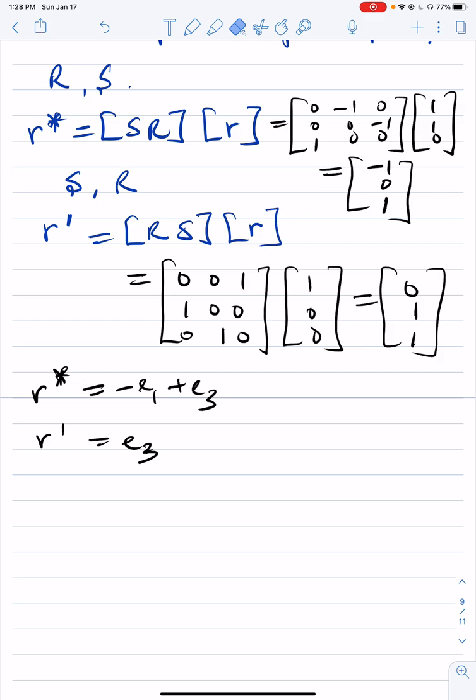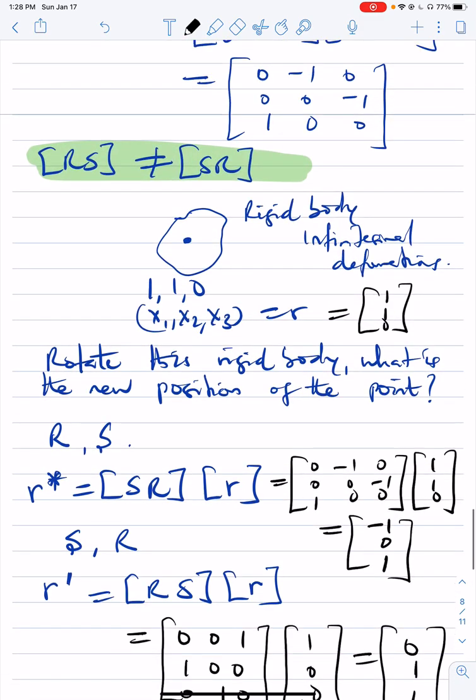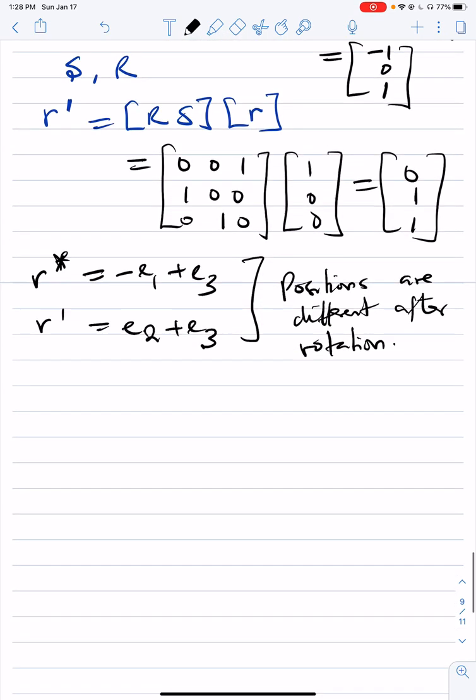So the positions are different after rotation, and we applied the same transformation but in different orders. So this was able to show us that these are different. Hope this example did help.